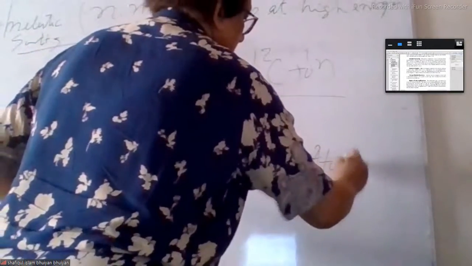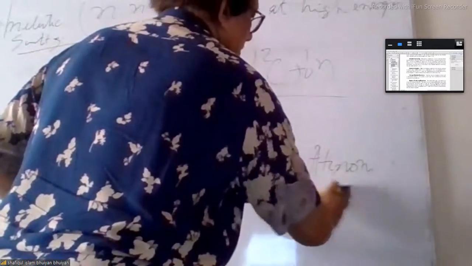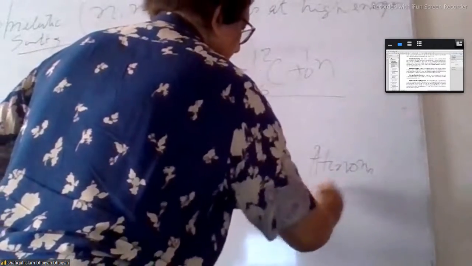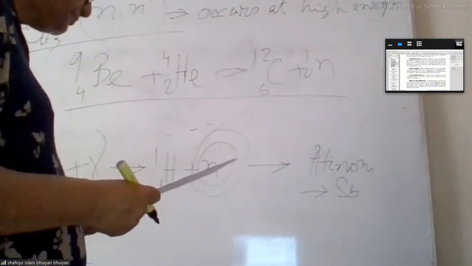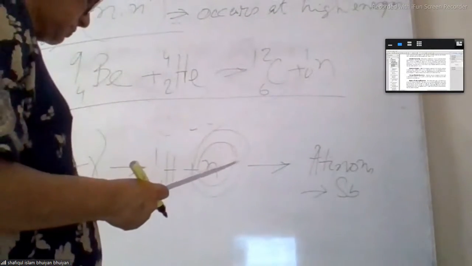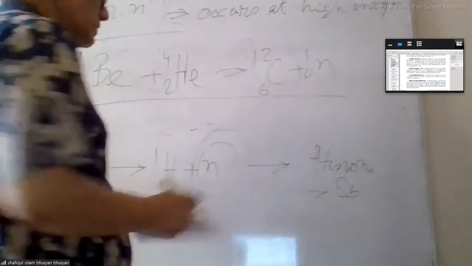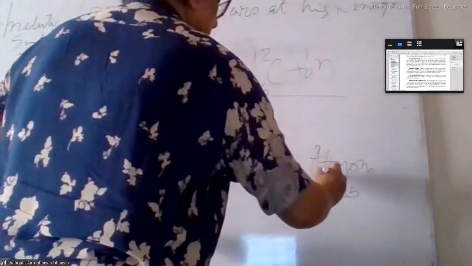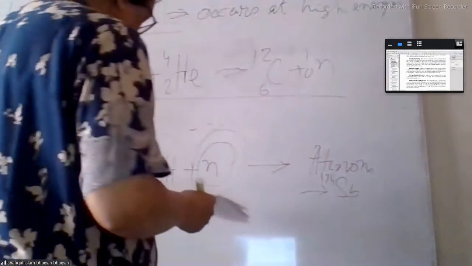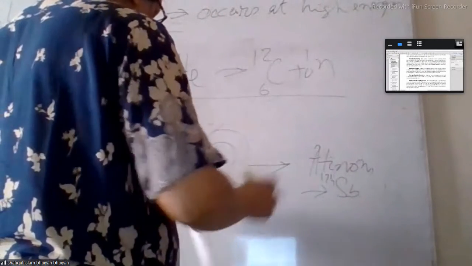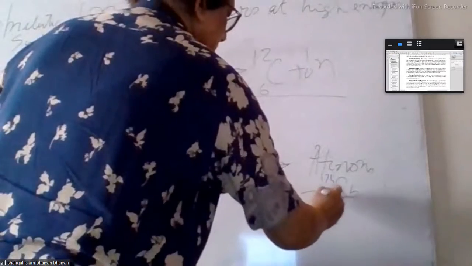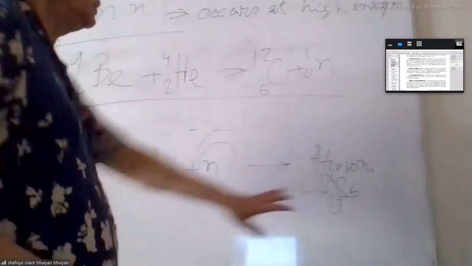Antimony. What is antimony? Antimony is Sb, I think it's around 124. Sb 124. Okay. I think its atomic number is 51 or something like this, around this number. Okay, you can check it.